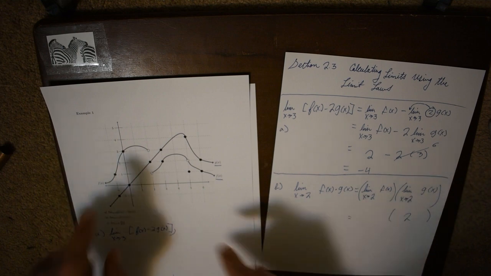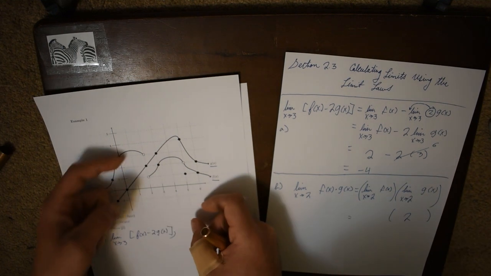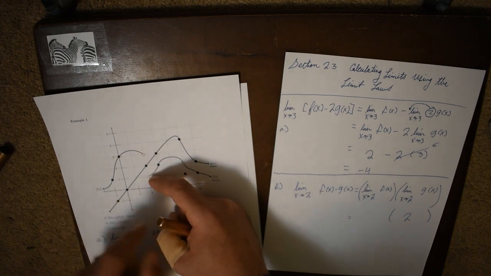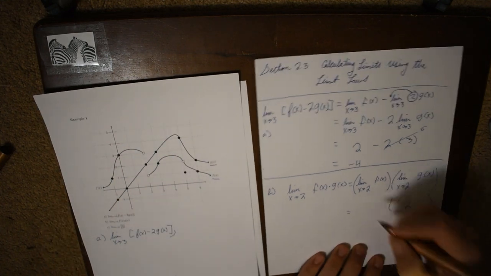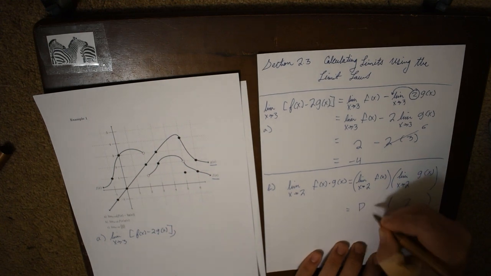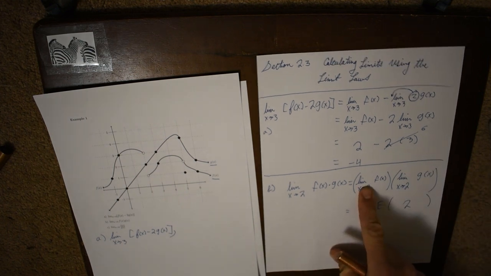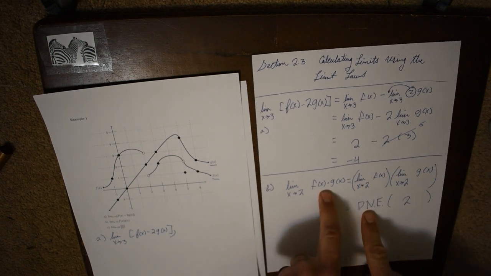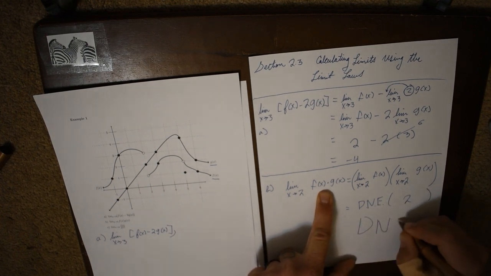But f of x, there's this issue. A limit only exists if the limit from the left is equal to the limit from the right. Well, the limit of f of x as x approaches 2 does not exist. Since this limit does not exist, this limit as a whole does not exist.